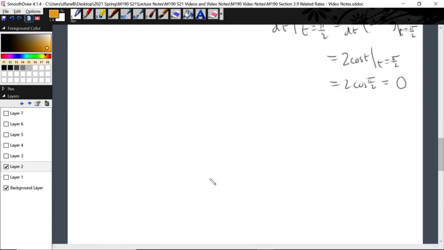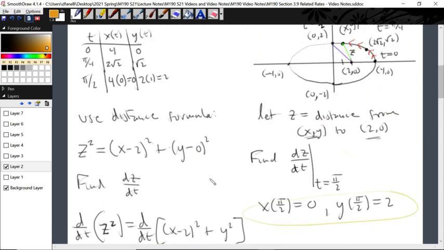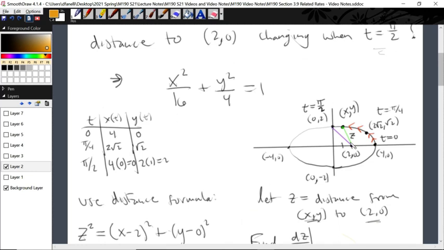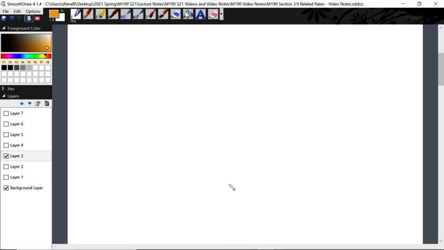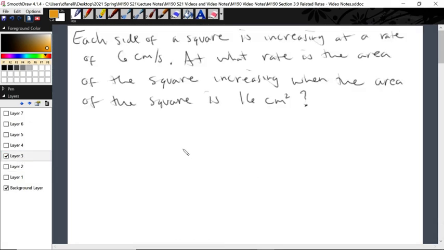That's a related rate exercise. So we had to relate the rate of change of the distance to the rate of change of each of the coordinates in this exercise. All right, let's take it easy with the next exercise. This one says each side of a square is increasing at a rate of 6 centimeters per second. At what rate is the area of the square increasing when the area of the square is 16 centimeters squared?